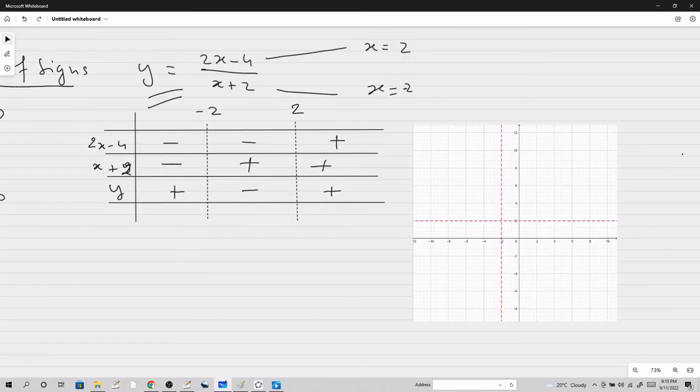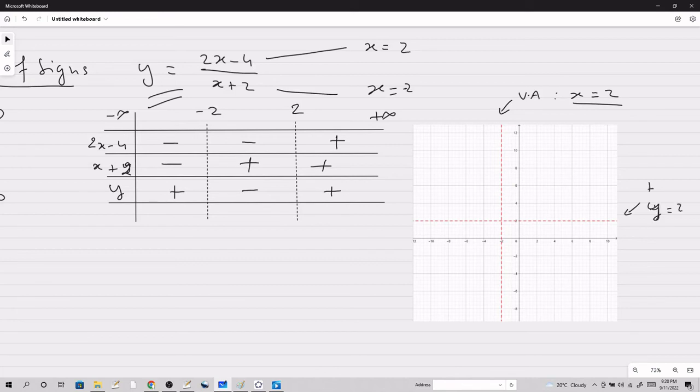Now that we have the table of sign, the x and y intercepts, and the asymptotes, we are going to sketch the graph of the function. Here, of course, we have negative infinity here, and plus infinity here. Now, first, we put the asymptotes. This is the vertical asymptote, and its equation is x equal to negative 2. It's a vertical line. This is the horizontal asymptote, y equal to 1.